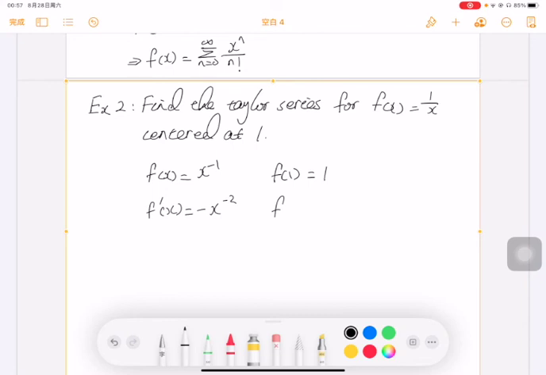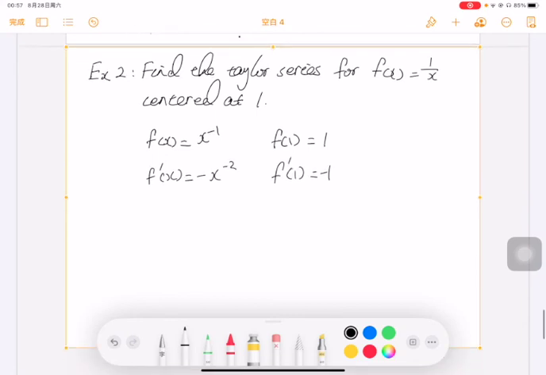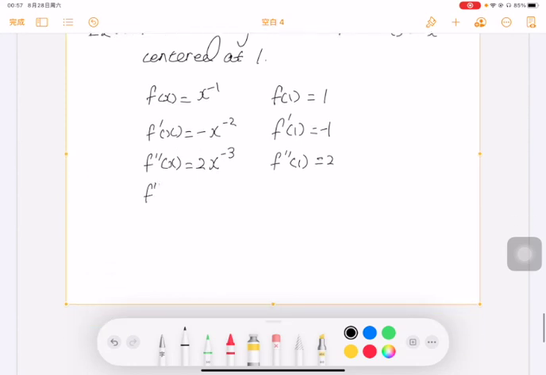Then f prime is minus x to the minus 2. And f prime of 1 is minus 1. And f double prime of x is 2 times x to the minus 3, right? Because you multiply minus 1 with minus 2, you get positive 2. And then f double prime of 1 is 2. F triple prime of x is minus 6 times x to the minus 4, and then f triple prime of 1 is minus 6.